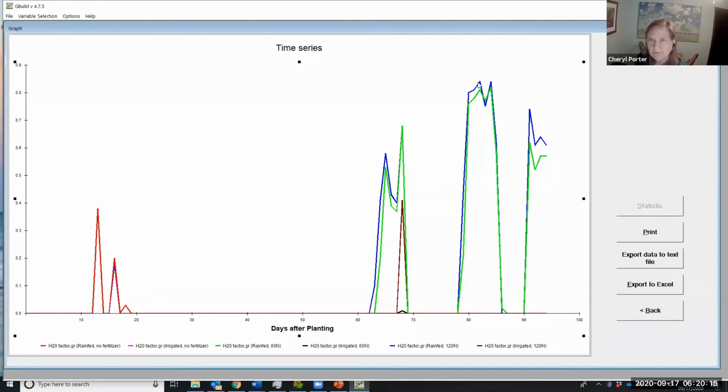So actually the treatment with the highest water stress is the one with the high nitrogen and rain-fed.